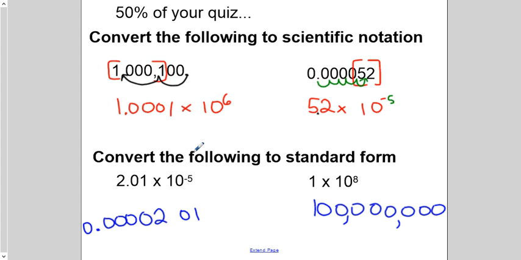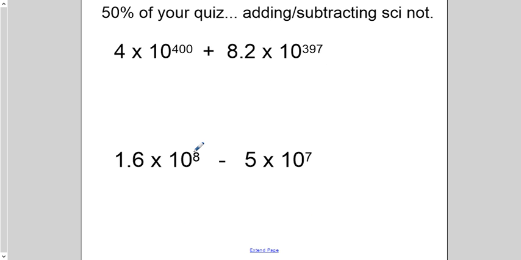The reason I'm making it half your quiz is that this is considered to be the easiest material in the chapter, and we're still struggling a little bit on what's left, which is adding and subtracting in scientific notation. Remember, when we're adding or subtracting in scientific notation, whether it's adding or subtracting, you got to make sure that the exponents are the same.